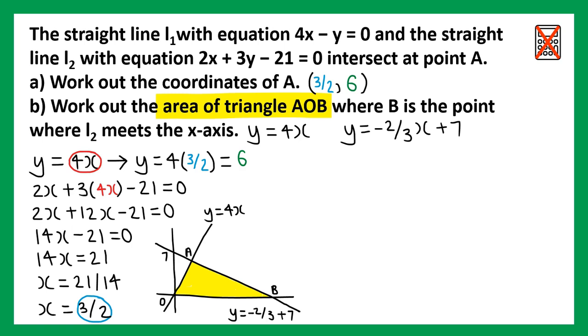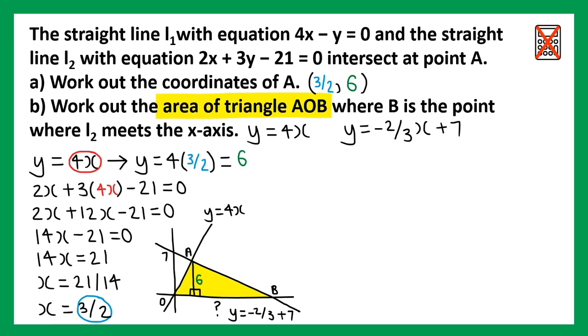This is a triangle that can be worked out using half the base times the perpendicular height. I already know the perpendicular height of this triangle. Since I've worked out the coordinate of A, this gives me my y value, which is the distance above the x-axis. So the height of the triangle is 6 units. So I just need to work out the base of the triangle, the length OB.